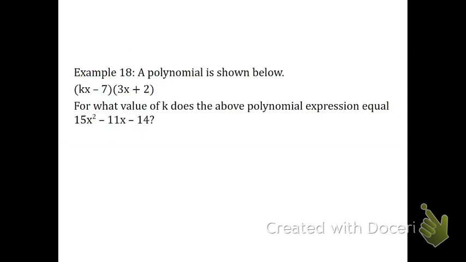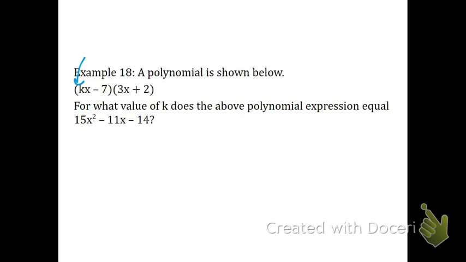Right, and this will be our last problem for this video. Here we have a missing coefficient. We've got a binomial times a binomial: kx minus 7 times 3x plus 2. Usually this k is a number, so it might be like 4x minus 7 or 3x minus 7.